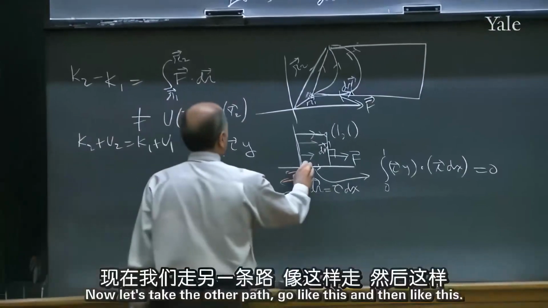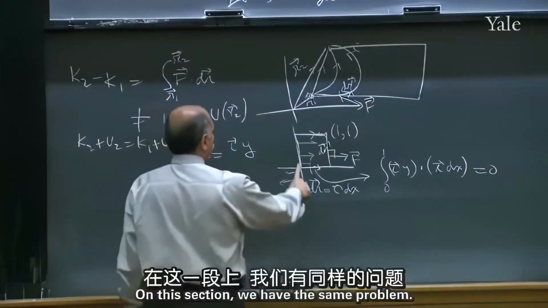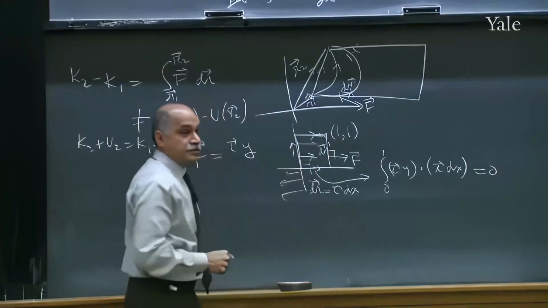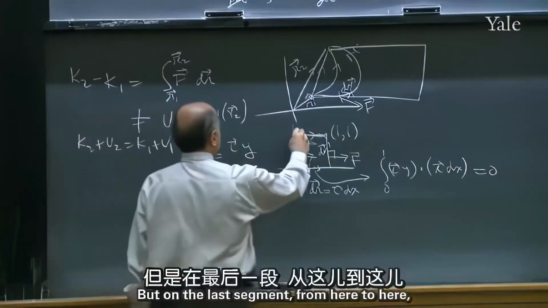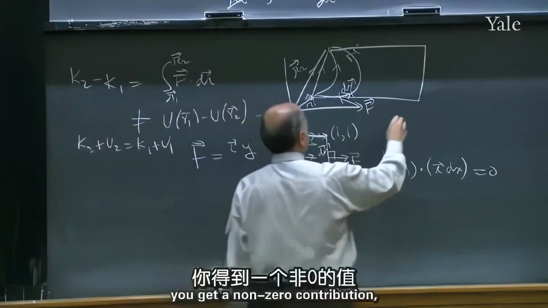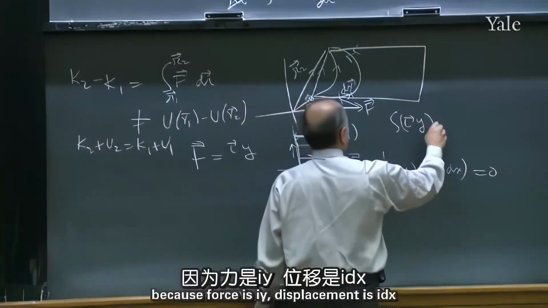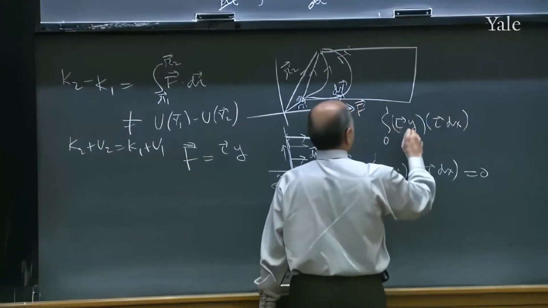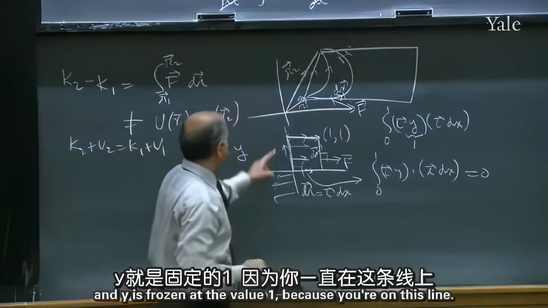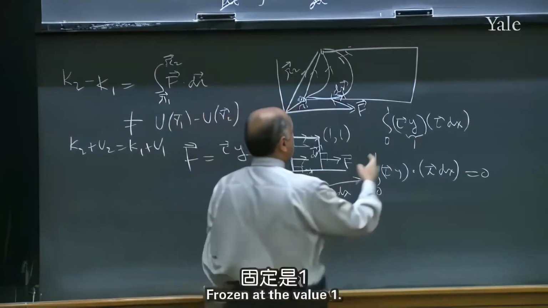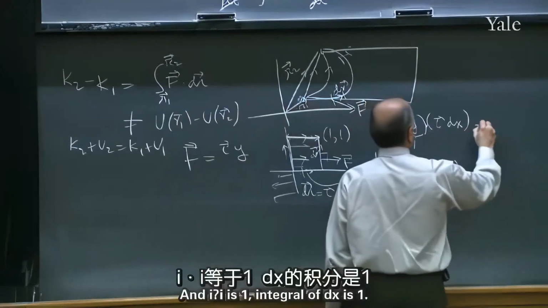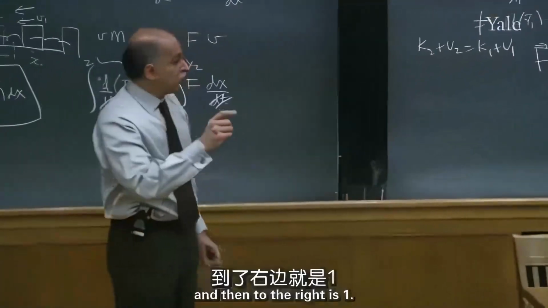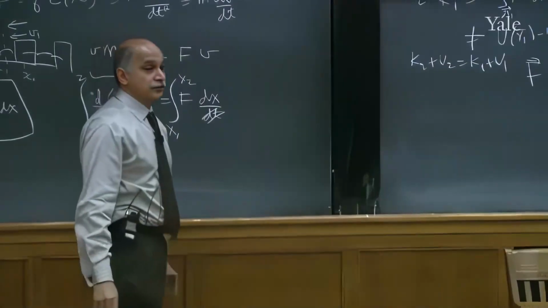Now let's take the other path. Go like this and then like this. On this section, we have the same problem. Force is to the right, you're moving straight up. dr and F are perpendicular. But on the last segment, from here to here, you get a non-zero contribution because force is i y, displacement is i dx, and x goes from 0 to 1, and y is frozen at the value 1 because you are on this line. Frozen at the value 1, just put 1 for it, and i dot i is 1, integral of dx is 1. Therefore, the work done by the force going up and then to the right is 1, going to the right and then up is 0.